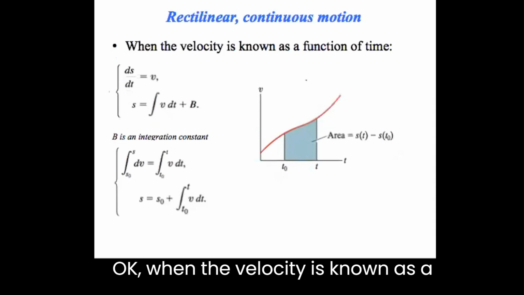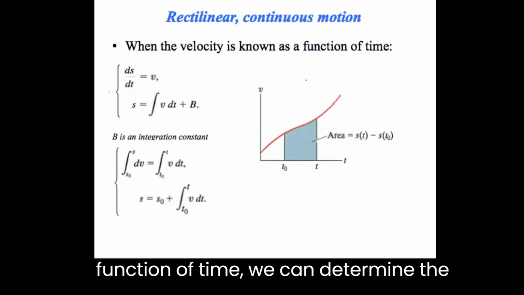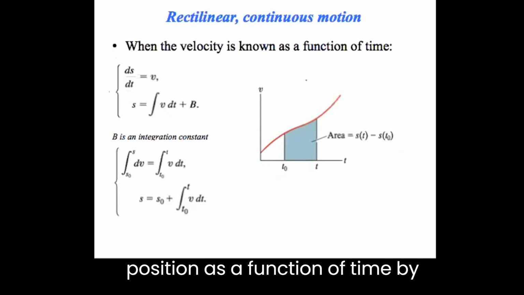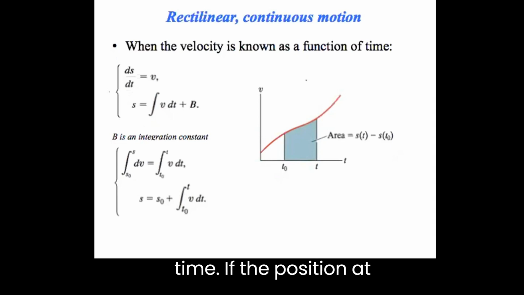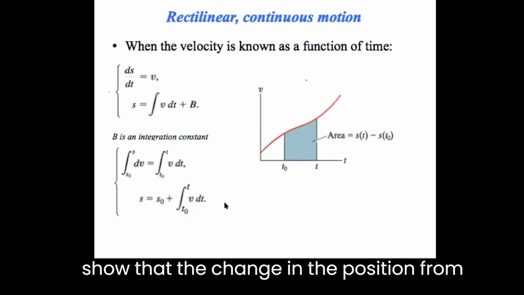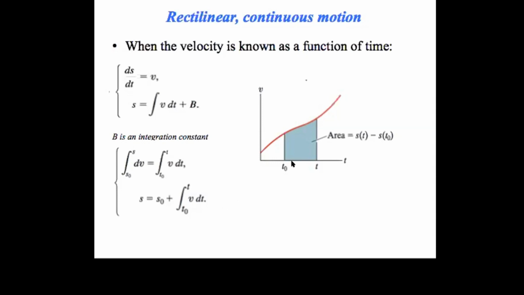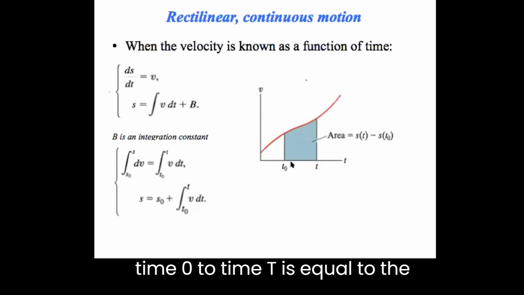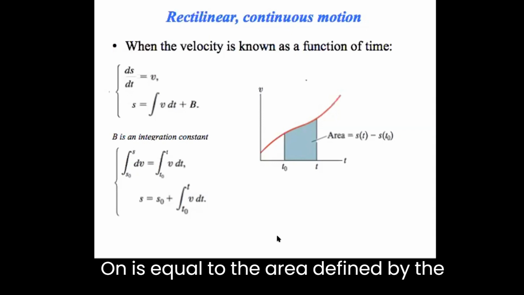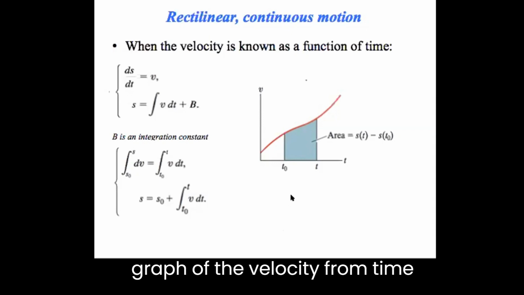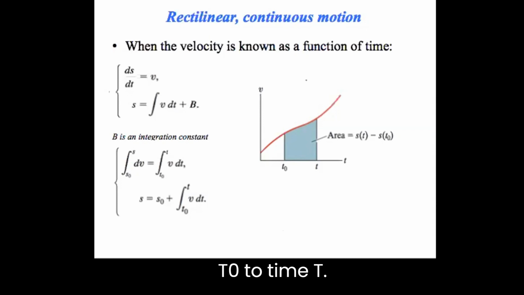Okay. When the velocity is known as a function of time, we can determine the position as a function of time by integrating the velocity with respect to time. If the position at time 0 is s0 and at time t the position is s, the results show that the change in the position from time 0 to time t is equal to the area defined by the graph of the velocity from time 0 to time t.